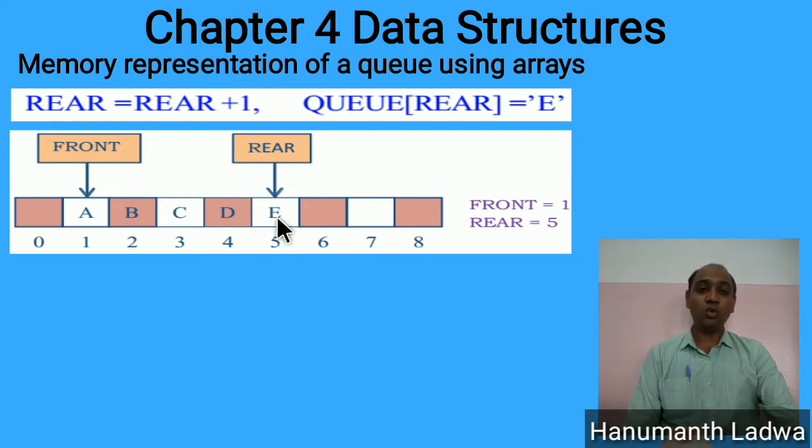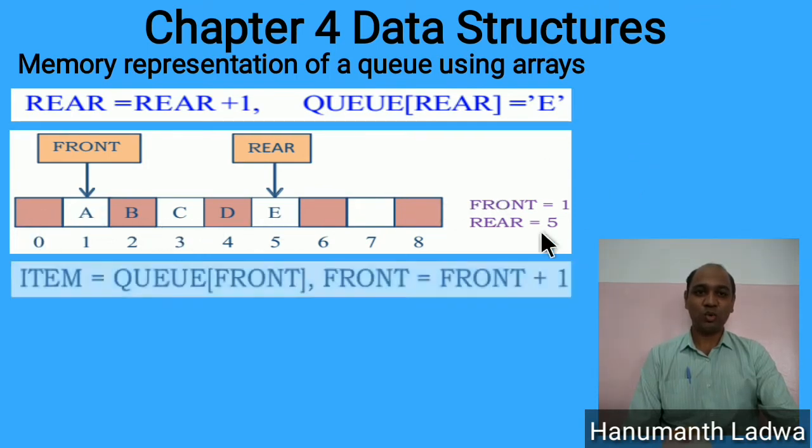Next, how to remove the element from the queue? So always removal takes place from the front end. We will try to remove this alphabet A from the front end so that we will remain with B, C, D and E. So let us see how to do that. So here item is equal to Q of front. So Q of front consisting of what? A is equated to a variable called item, and we are going to increment the pointer front by 1.